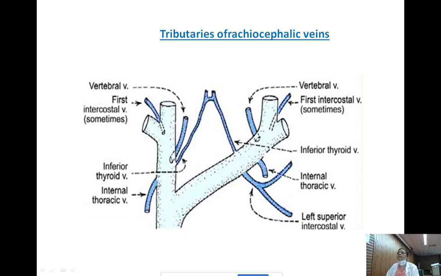Then from the thorax, the internal thoracic vein, that is the internal mammary vein. You know that internal mammary vein, just behind the costal cartilage, that vein is present. So these veins drain into the brachiocephalic vein. And also the superior intercostal vein, that is formed by the second posterior intercostal and third posterior intercostal, they form the superior intercostal vein that drains into the left brachiocephalic vein. So these are the tributaries of the brachiocephalic vein.